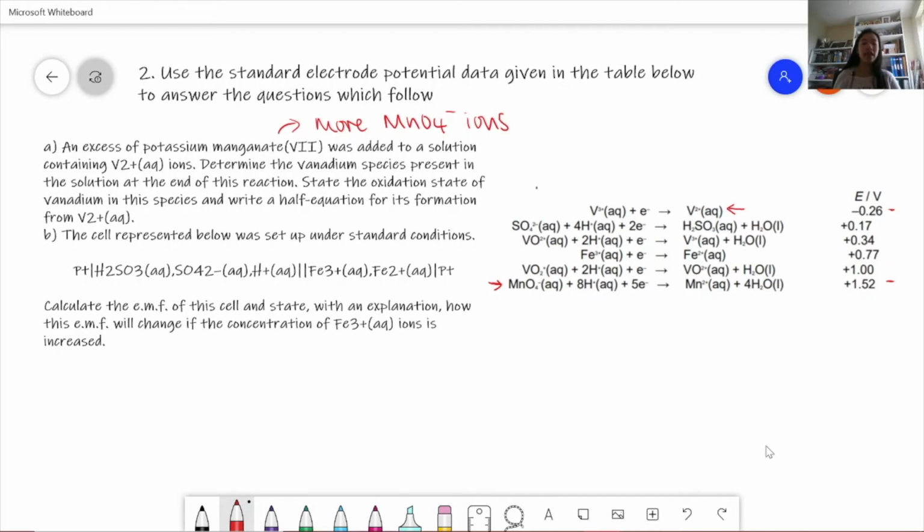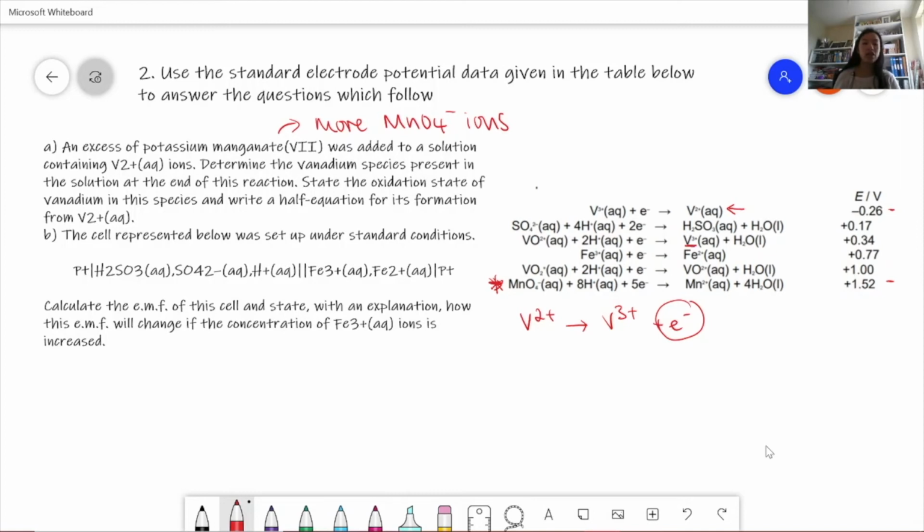And so what happens is that because the V2+/V3+ half cell reduces, that means that it gives out the electrons. And so the equation that's happening is that V2+ is being turned into V3+ plus the electrons. So these electrons are now transferred to the MnO4- to produce this Mn2+. And so if we have an excess of potassium manganate, first of all, the V2+ will turn into V3+. And then if we look further at the equations, we have a V3+ here.